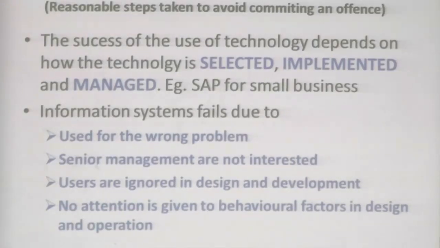So, information systems fail due to what things? Due to use for the wrong problem. Senior management are not interested. Let us say, take the person who uses it for the wrong problem.